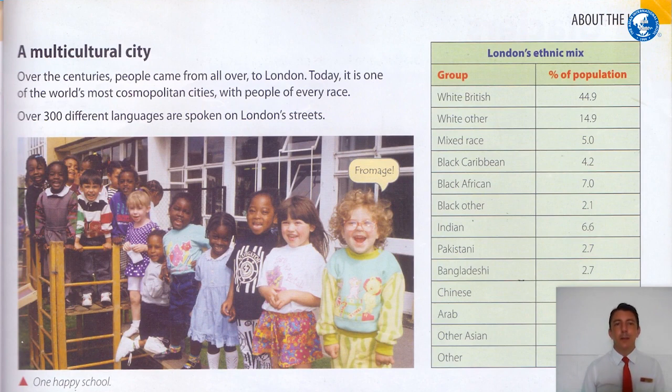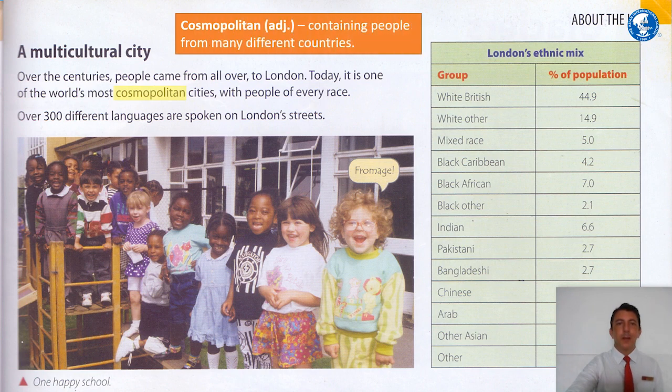London is also a multicultural city. Over the centuries, people came from all over to London. Today, it's one of the world's most cosmopolitan cities, with people of every race. And there's over 300 different languages spoken in London. Cosmopolitan means containing people from many different countries. This photograph shows us children who all came from different countries, or their parents or grandparents came from different countries.